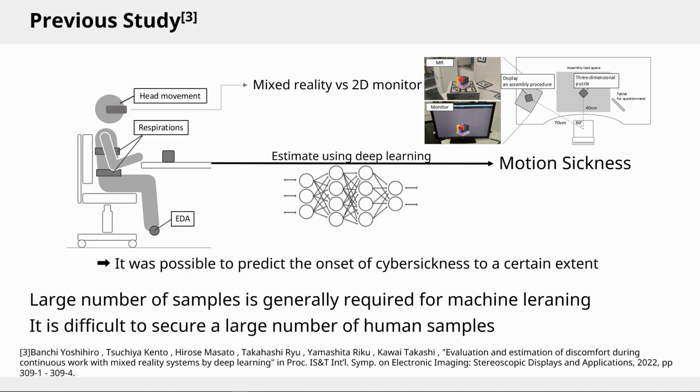Many studies about motion sickness have been conducted. Among them, we have been studying the relationship between motion sickness and physiological indicators. We used a deep learning model to estimate the discomfort during continuous task performance from physiological indicators in a mixed reality environment by comparing with 2D monitor condition. From the result, it was suggested that motion sickness could be predicted to some extent.